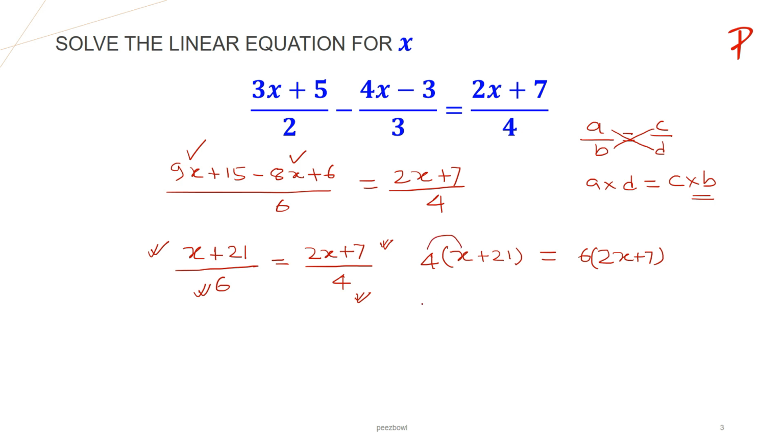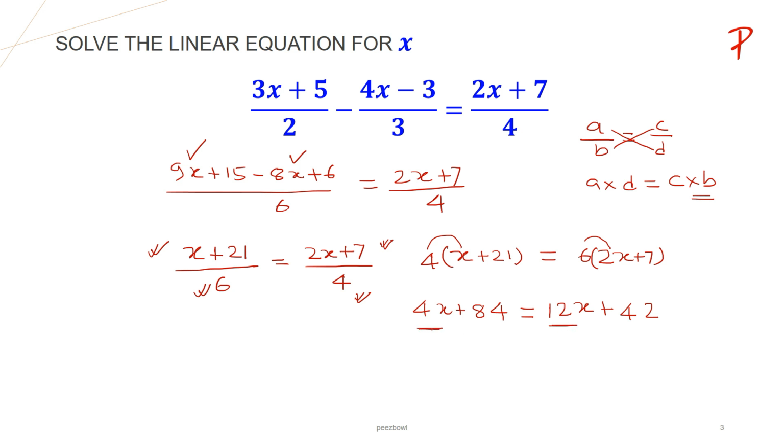4 multiplied by x is 4x, plus 4 multiplied by 21 is 84, and this is equal to 6 multiplied by 2x, which is 12x, plus 6 multiplied by 7, which is 42. Okay, and now we need to find out the value of x. So here we have 12x and here we have 4x.